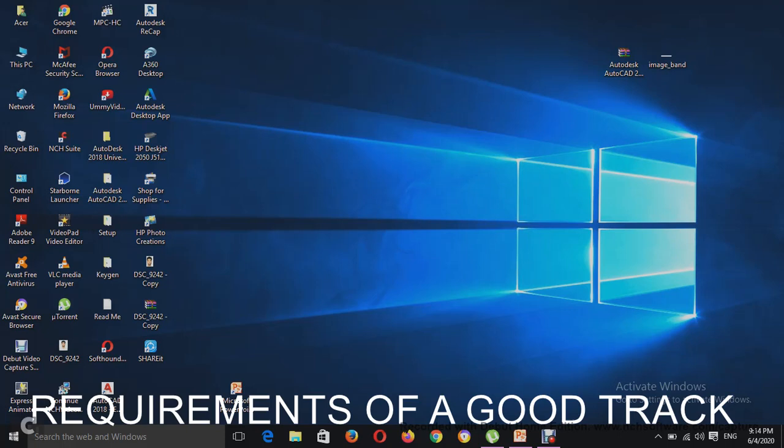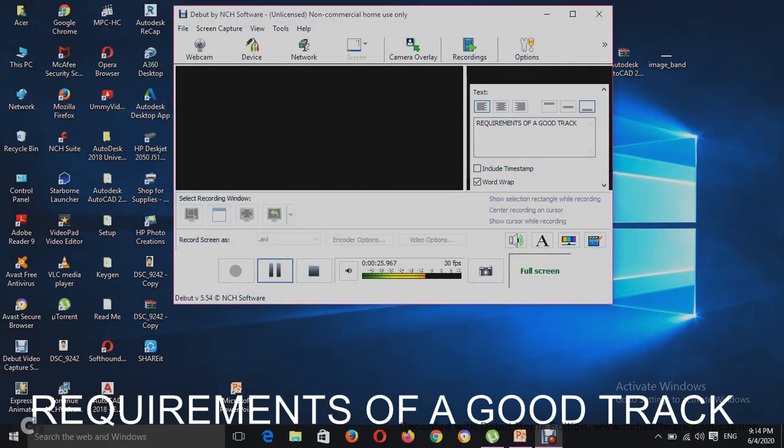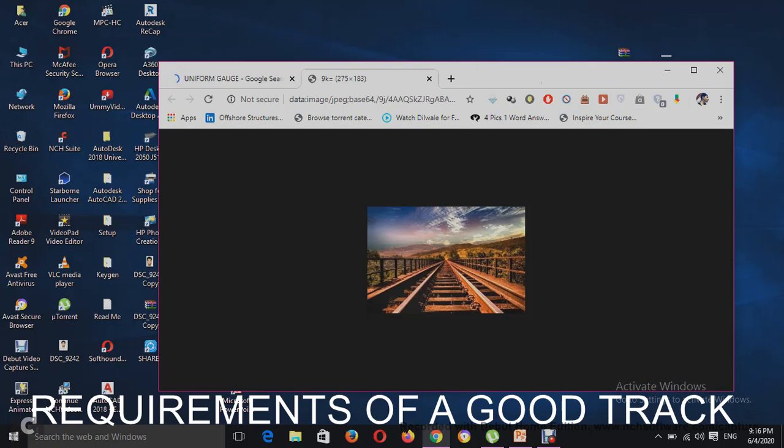Number 1. The gauge should be correct and uniform. As you can see there, the gauge should be correct and uniform, like this. That means there should be no improper ways or disbalancement between the tracks. It should be straightforward and uniform throughout.